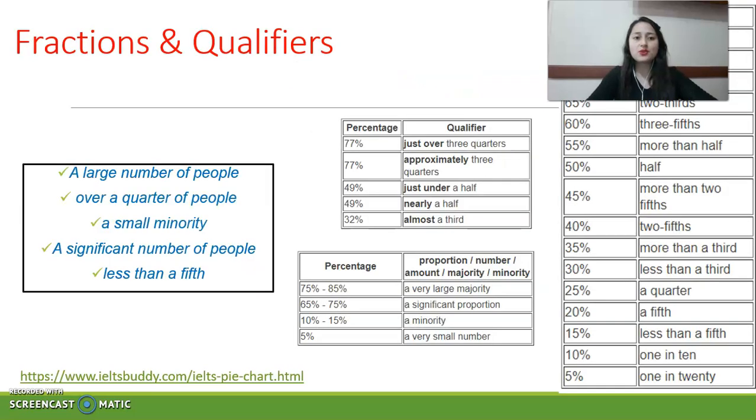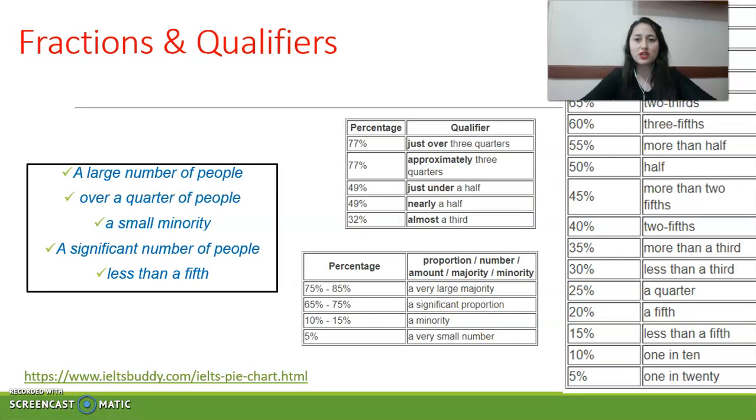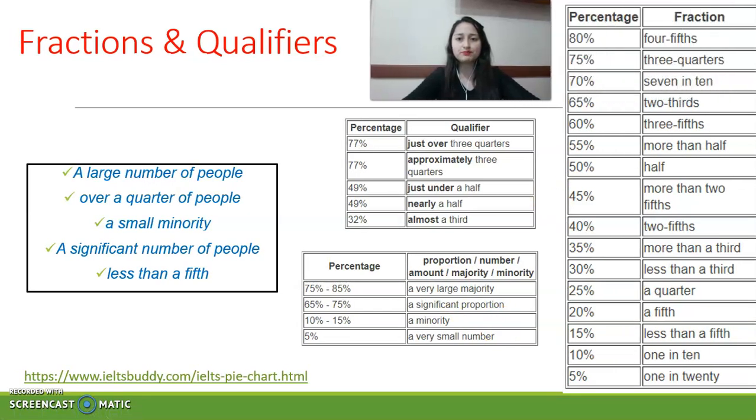So I'm just going to show you this. You can go to this page, IELTSBuddy.com, and there you can find all this vocabulary, which can be useful for you to write your task. Okay, this is important, guys, because you are going to avoid having the same structure all the time, using 77%, 20%, 50%. So instead of doing that, you can vary your language using qualifiers or using fractions.